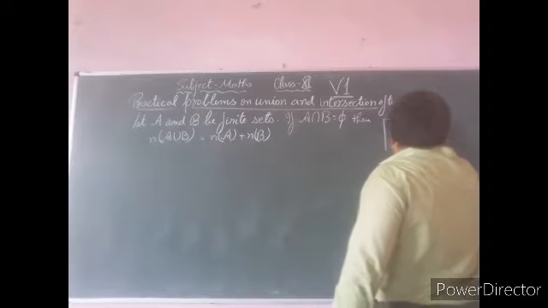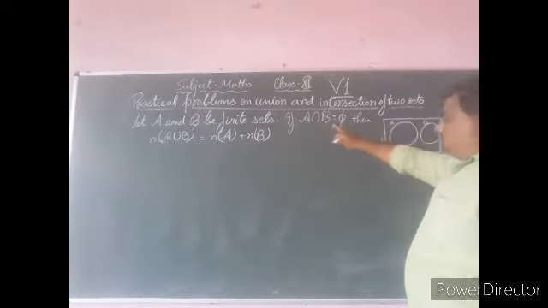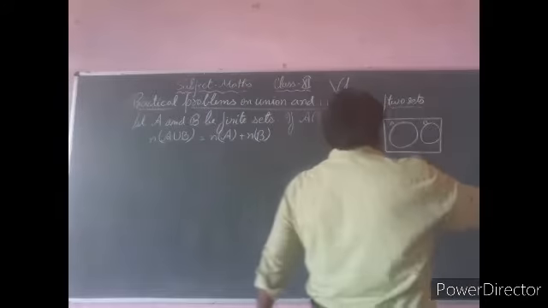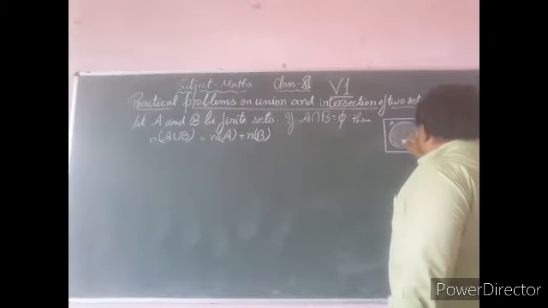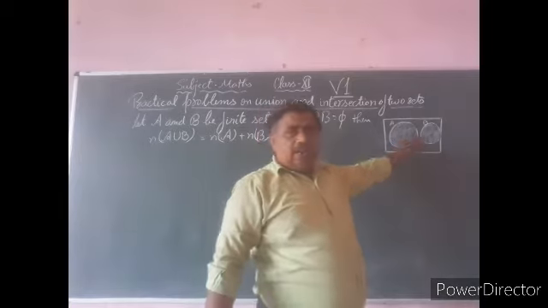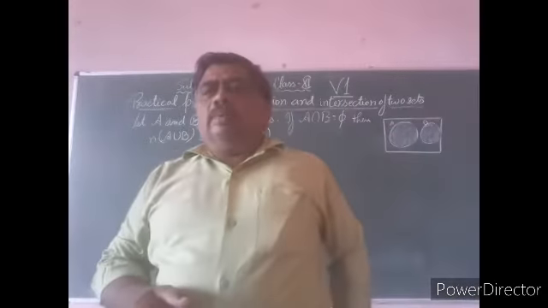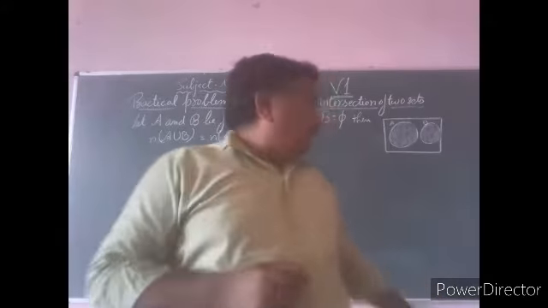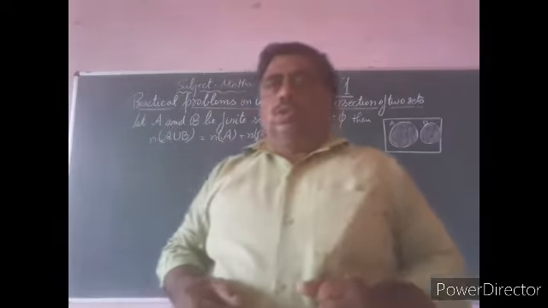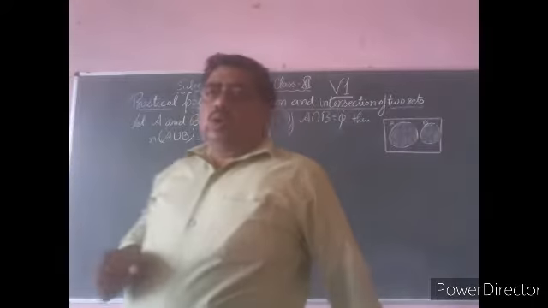That is, this is set A and this is set B. Since A intersection B is empty, they are disjoint sets. So A union B is n(A) plus n(B). The elements in A union B are either in A or in B, but not in both A and B.